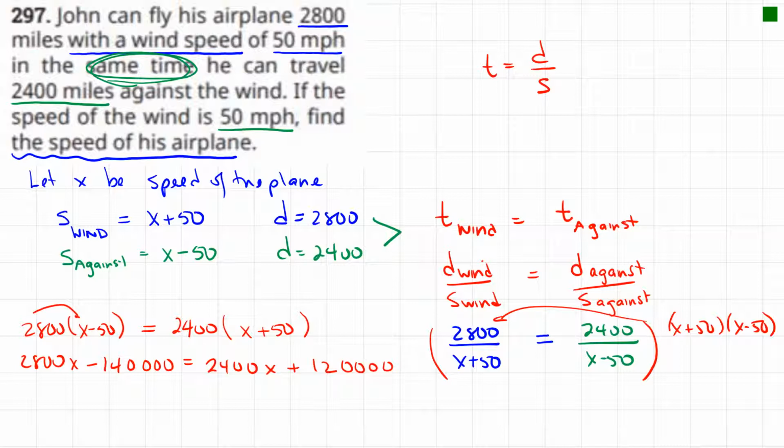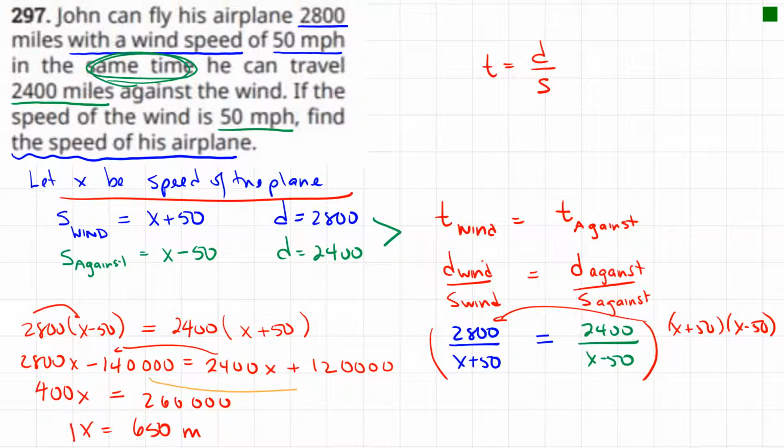Next step is I'm going to move the variables to one side, so I'm going to subtract 2,400x from both sides. So that means I have 400x, and I'm going to add 140,000 to both sides. So I have 260,000. Now divide by 400 in each case, and I get x equals 650. And remember that x represents the speed of the plane in miles per hour.